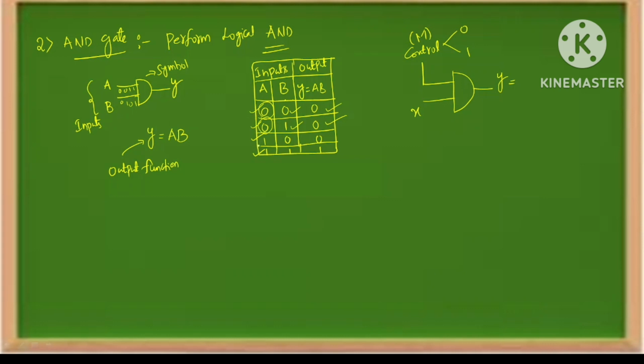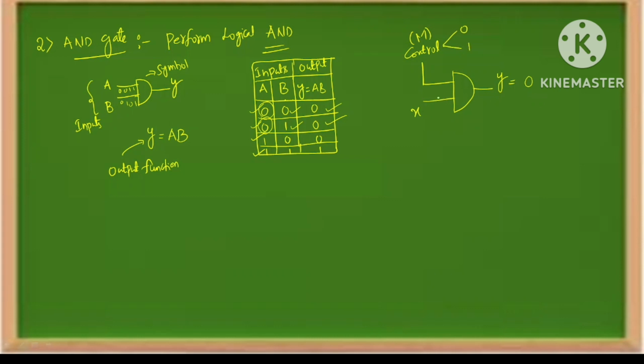From the first and third combinations, B is 0, B is common, and A changes from 0 to 1. If any one input is 0, irrespective of the other input, the output is 0. So here also, if I make this control input 0, then irrespective of x, y is 0.